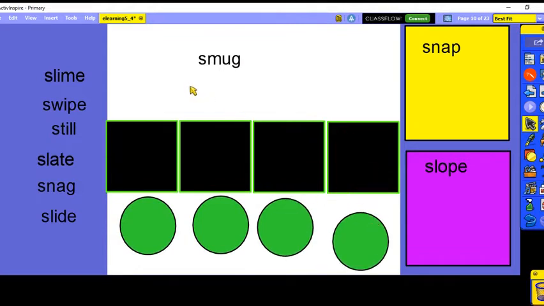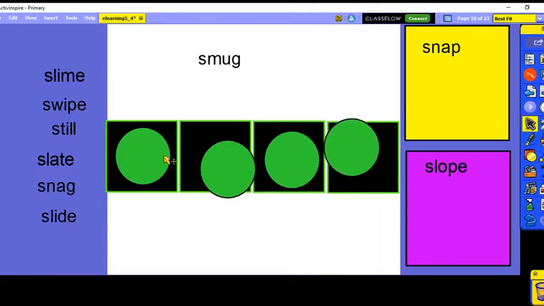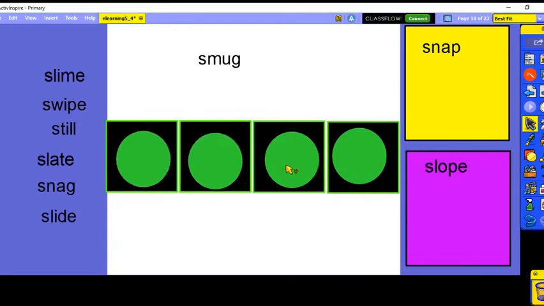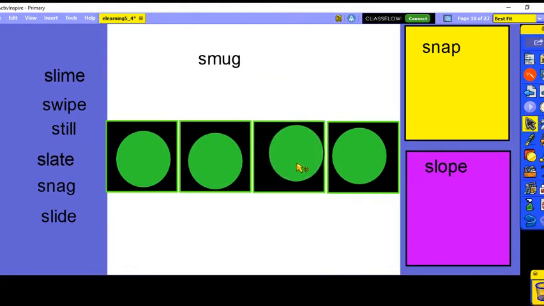Okay, this word is smug. Let's say all the sounds we hear in smug. Smug. Very good. Now let's say that vowel sound, like we're on the roller coaster. We hear uh as the vowel sound in smug. Is that the long vowel sound or the short vowel sound? It is the short vowel sound, so that goes in our short vowels section.